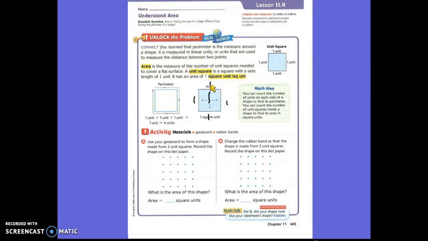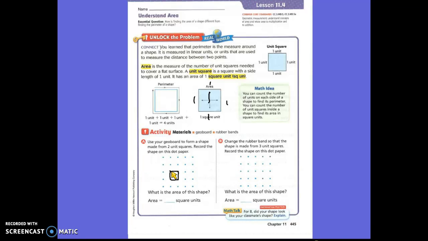So it says we're going to do geoboards and rubber bands. I'm not going to have you do geoboards and rubber bands. We're just going to have this be our geoboards and rubber band thing. It says to form a shape with 2 unit squares. Record the shape on dot paper. So that means you need to make 2 squares, because a unit square is a square, but we need 2 unit squares.